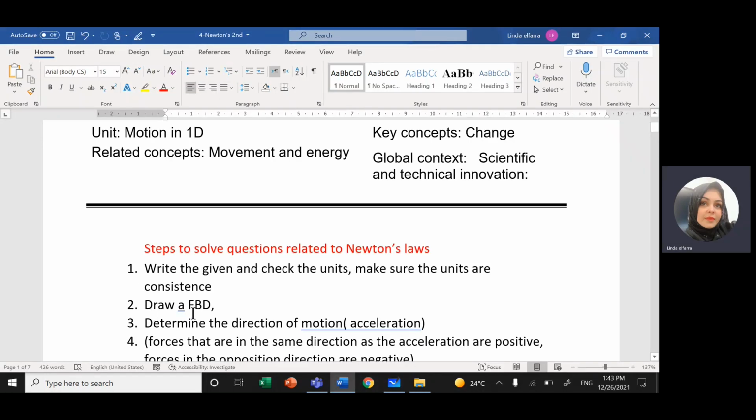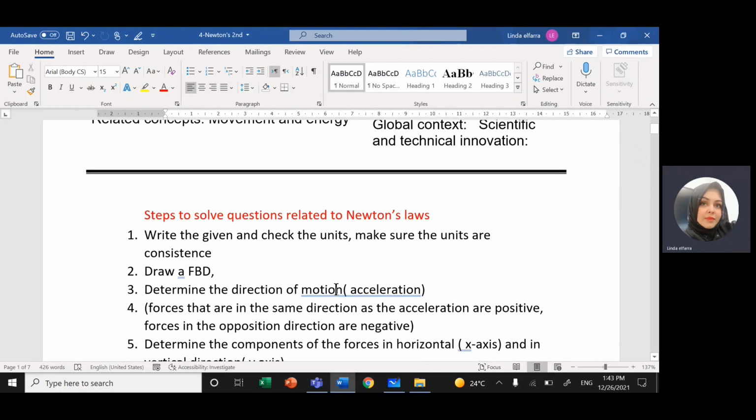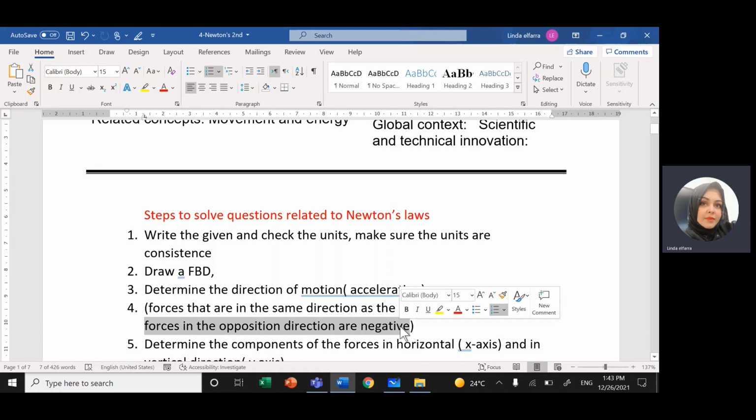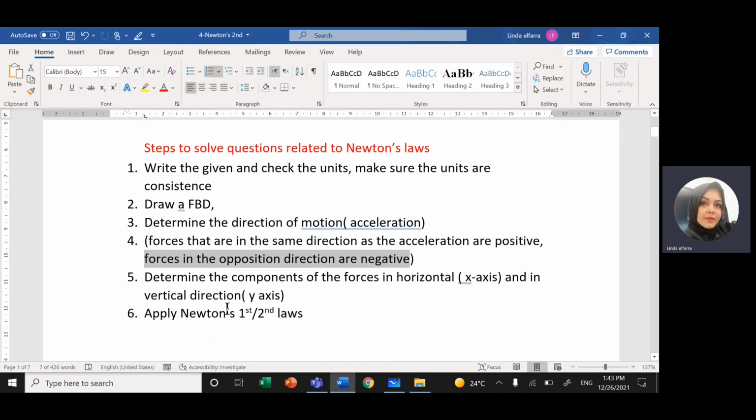We have to draw a free body diagram, with all the forces acting on the system, and determine the direction of motion. Why should we determine the direction of motion? Because the forces in the same direction as the acceleration should be positive, and forces opposite to the direction of motion are negative. If I have forces in vertical and horizontal directions, we also have to specify that these forces are in the horizontal X direction or vertical Y direction, and then we apply Newton's first or second law.